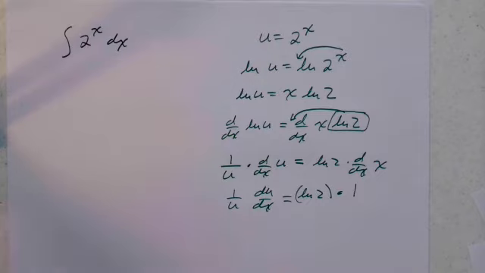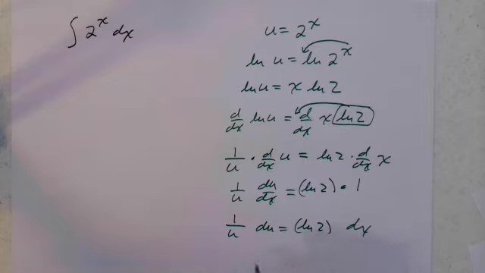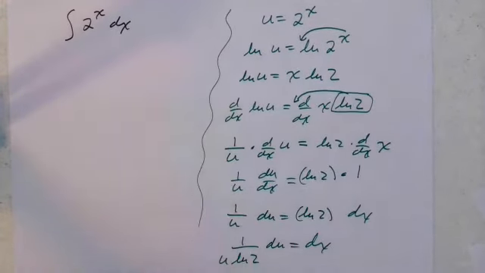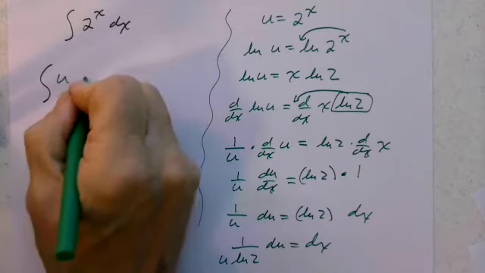And our goal typically is to solve for dx because that's what we're going to want to substitute. So we get 1 over u du equals natural log 2 times dx. And then dividing by the natural log 2, we get 1 over u log 2 du equals dx. So a lot going on here. You can see that this will generate a rule for us. So now what do I get? I have the integral of 2 to the x. 2 to the x is u. Dx is 1 over u log 2 du.